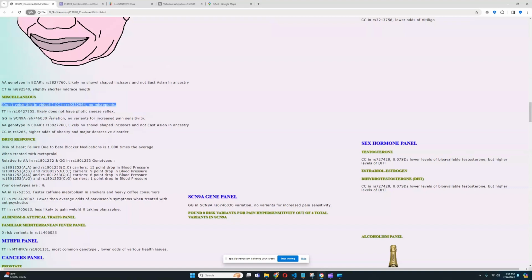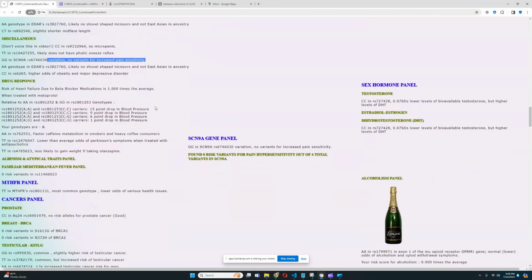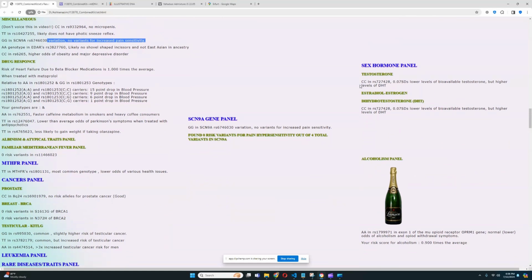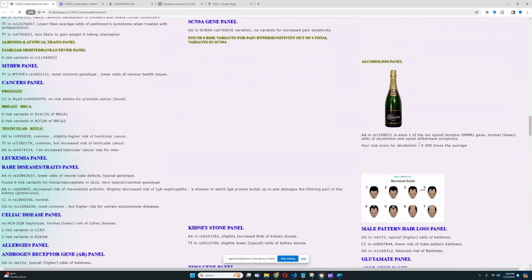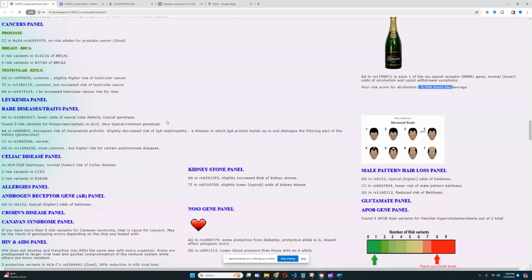And he likely does not have the photic sneeze reflex. No variance for increased pain sensitivity, really good to see. Okay. Risk score for alcoholism is slightly below average, really good to see. Okay.